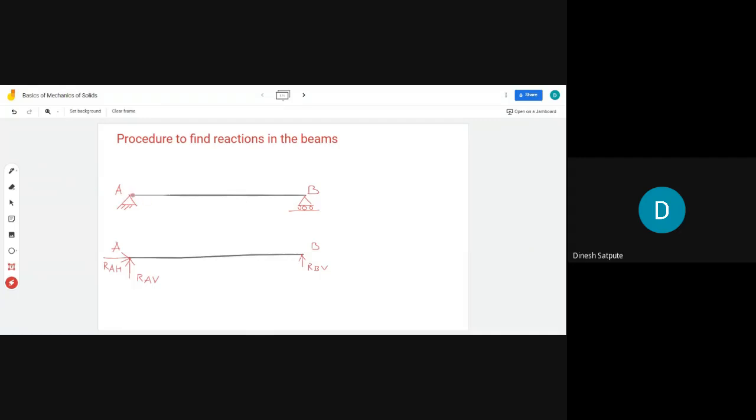In case of simply supported beam, or any kind of beam that we are going to study, the definition of beam is a structural member which is subjected to forces in transverse direction. Transverse direction means what? Perpendicular to the beam and not in the direction of axis of the beam. Which type of forces acts on the beam? Forces acting on the beams are always in transverse direction, that is perpendicular to the beam, and not in the direction of axis of the beam.